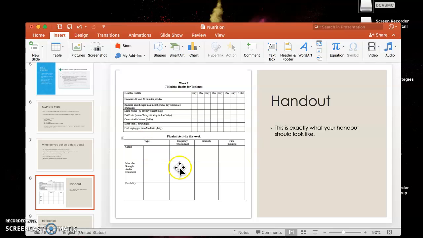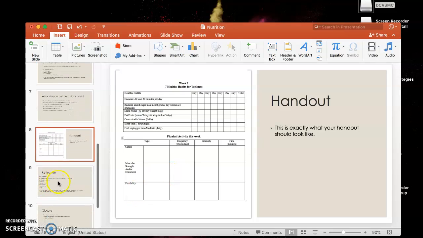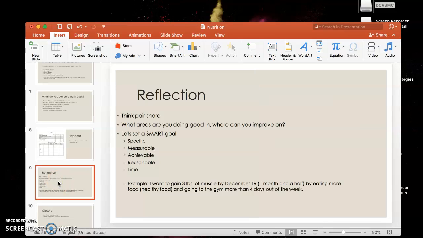The second portion is mainly focusing on the physical aspect. Make sure of what type of physical activity you're doing. Is it cardio, strength and endurance, or flexibility? It also asks how many times a week you do it, what days you do it, and what the intensity is. Is it light, moderate, or vigorous? And then finally, how long overall. Then you come back and make a reflection out of it.